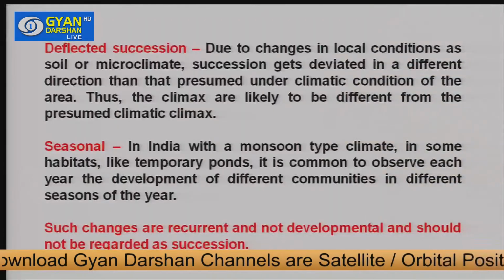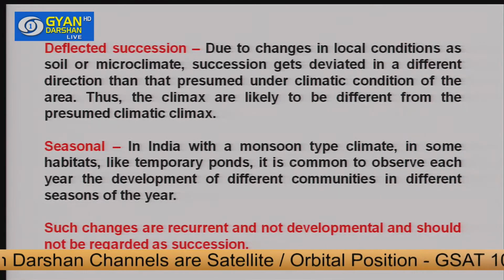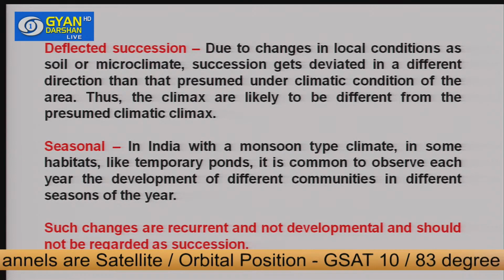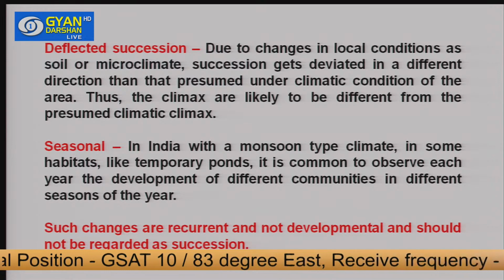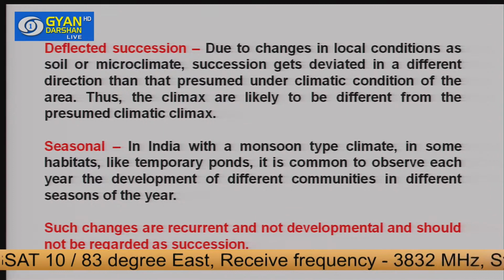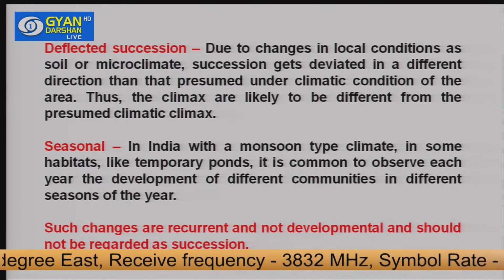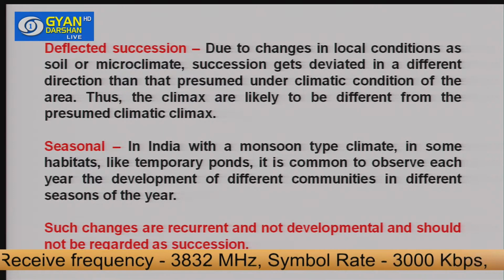Deflected succession. Due to changes in local conditions such as soil or microclimate, succession gets deviated in a different direction than that presumed under the climatic condition of the area. So the climax is likely to be different from the presumed climatic climax. I told you what is meant by climax. Climax means the final stabilized community.